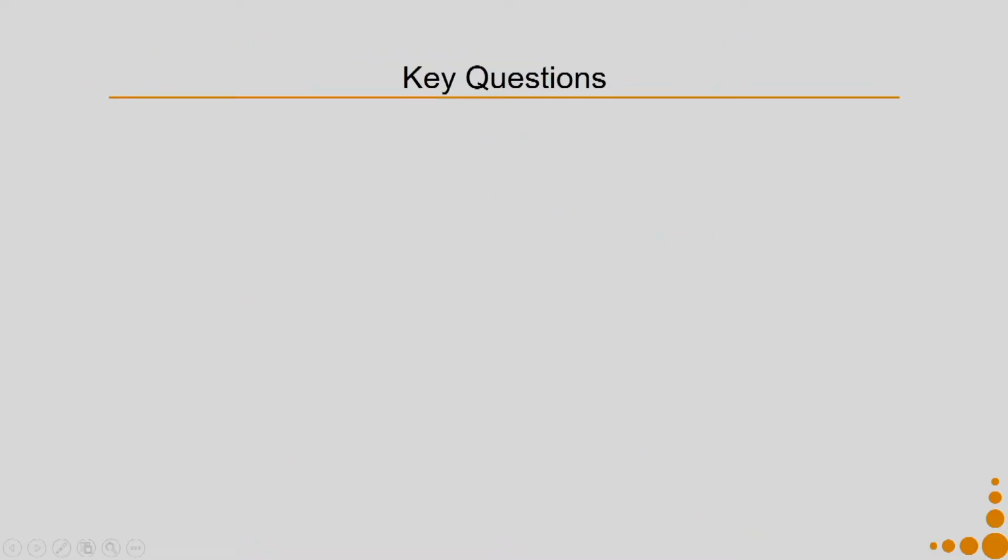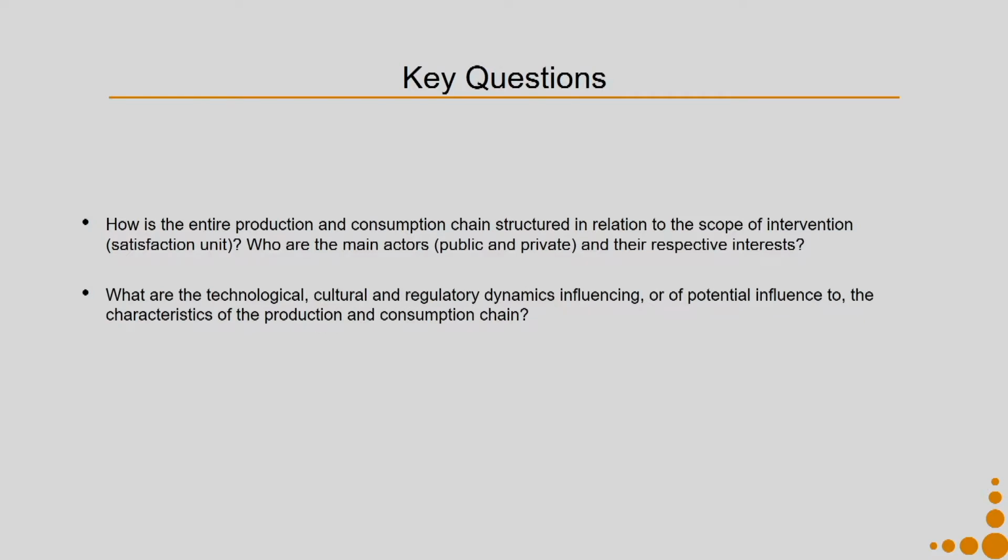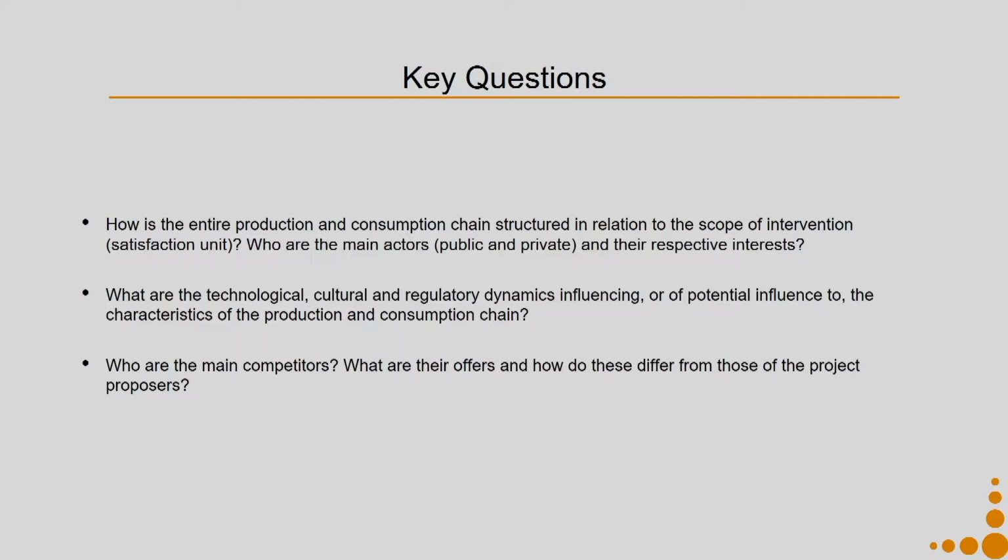Before that, we will look at the key questions that we need to ask in this particular process, which is the reference context analysis. First question is, how is the entire production and consumption chain structured in relation to the scope of intervention or satisfaction unit? Who are the main actors, both public as well as private, and their respective interests? What are the technological, cultural, and regulatory dynamics influencing, or of potential influence to, the characteristics of the production and consumption chain? Then, who are my main competitors? What are their offers and how do these differ from those of the project proposers?